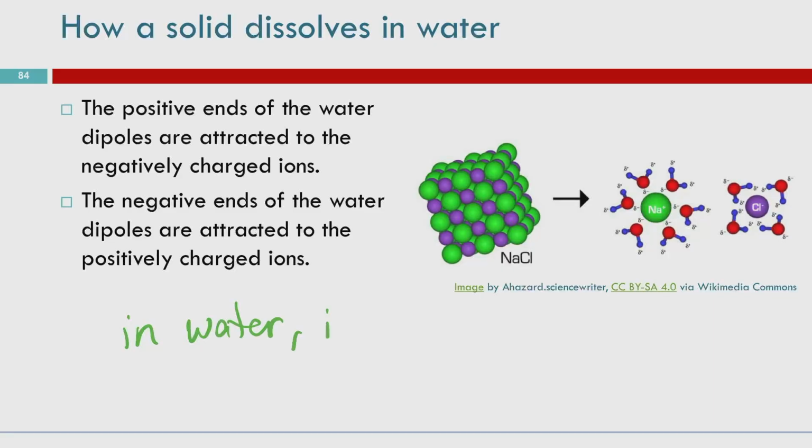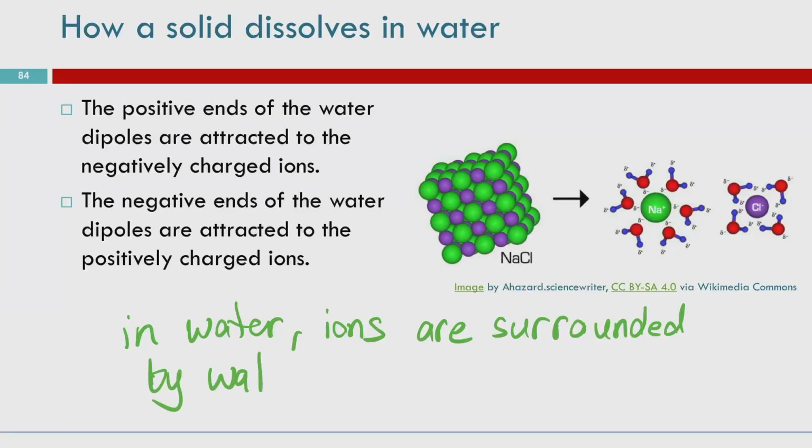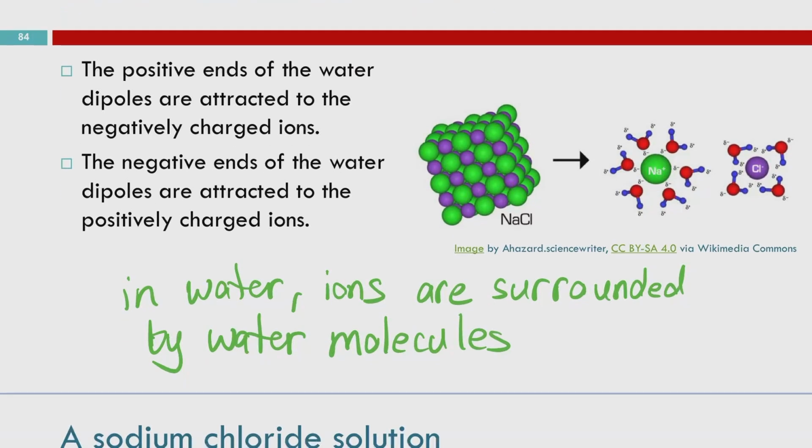In water, ions are surrounded by water molecules. You should know that ions exist in this sort of an arrangement with lots and lots of water molecules all hanging out around them.